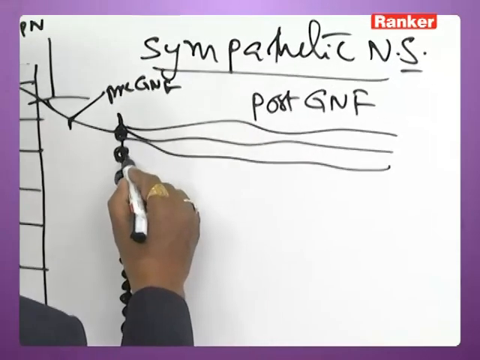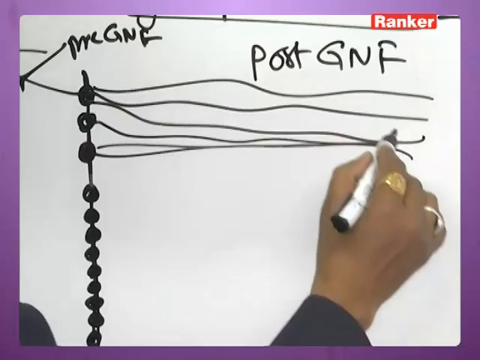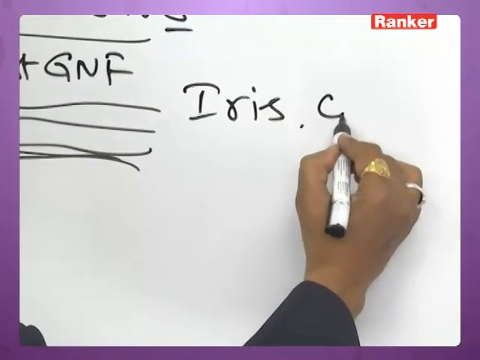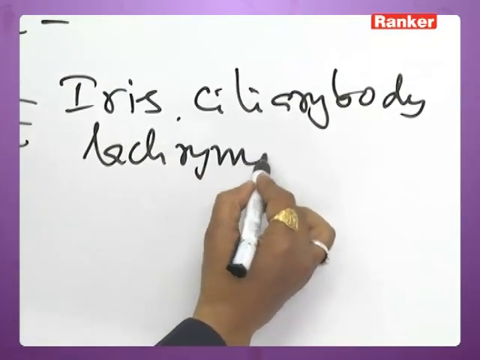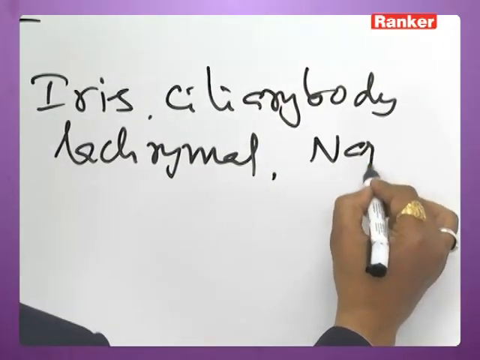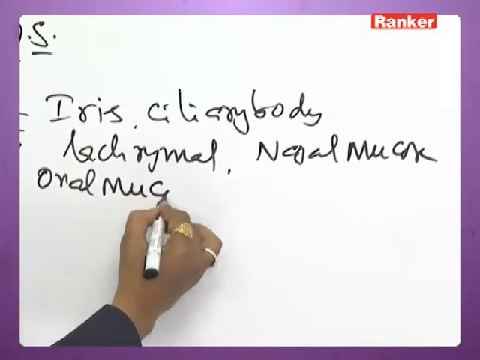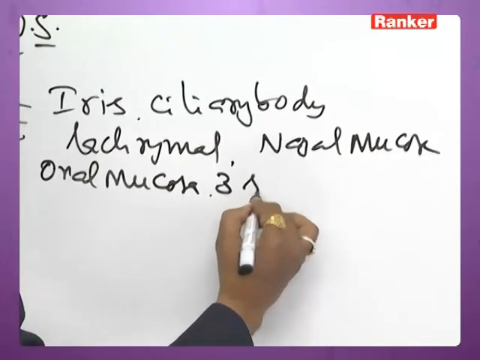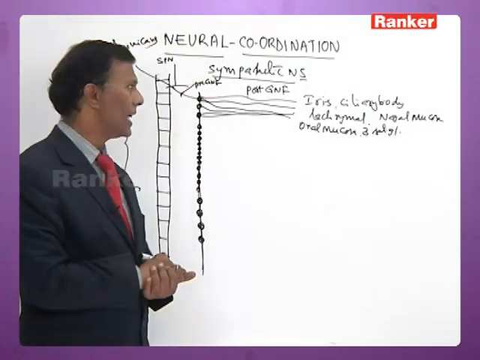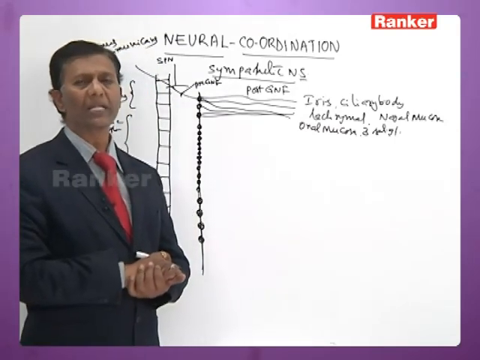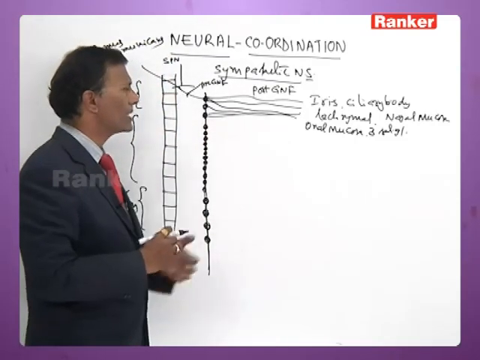Now the postganglion nerve fibers of superior cervical, inferior cervical and median cervical, all of them innervate iris, ciliary body, lacrimal, nasal mucosa, oral mucosa and 3 salivary glands: iris, ciliary body, lacrimal gland, nasal mucosa, oral mucosa, and all the 3 salivary glands of human being, that is submaxillary, sublingual and parotid salivary glands. So the postganglion nerve fibers extend up to this.